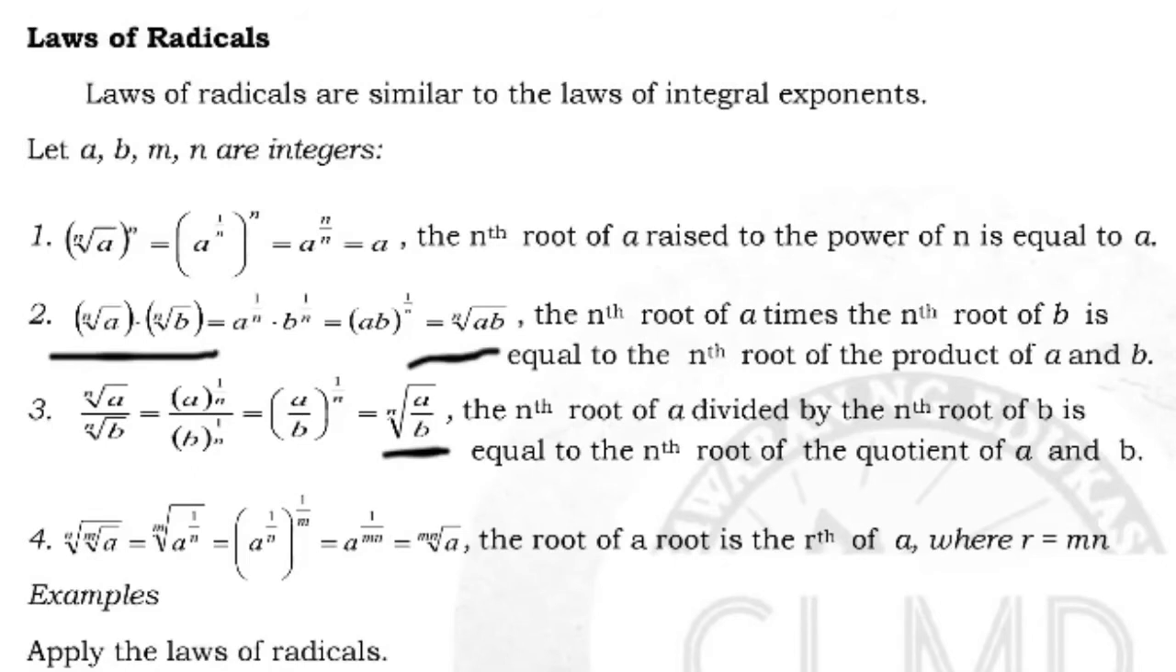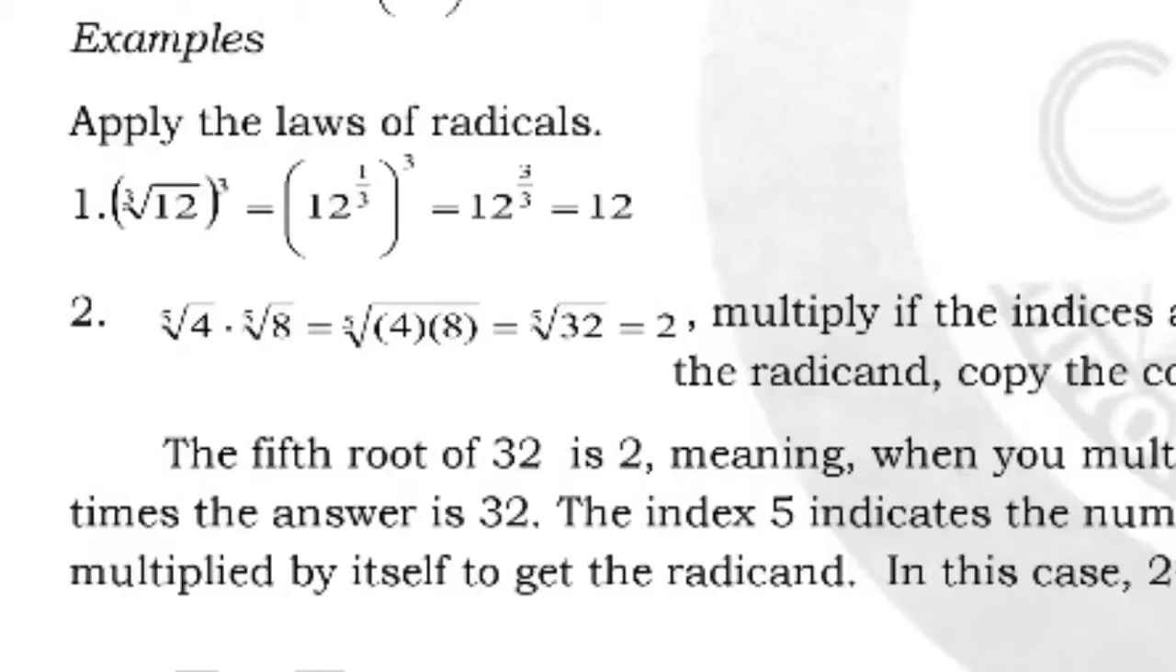Then 4, nth root of mth root of a is equal to mth root of a to the power of 1 over n, and this is also equal to a to the power of 1 over n raised to the power of 1 over m, also equal to a to the power of 1 over m times n, and this is equal to n times mth root of a. So let's have examples here.